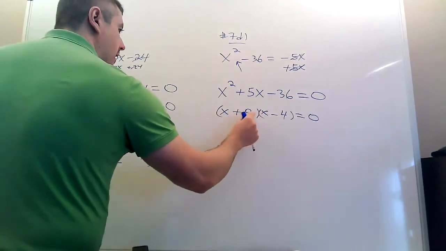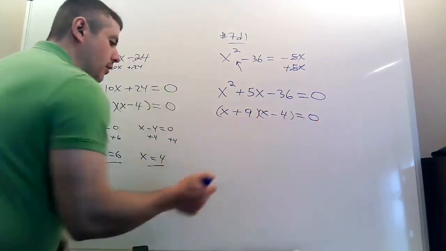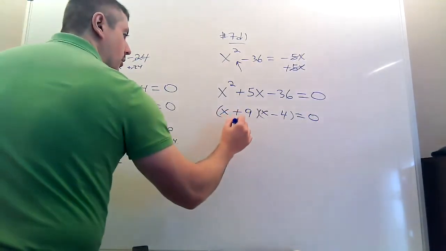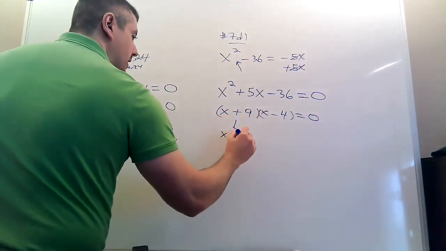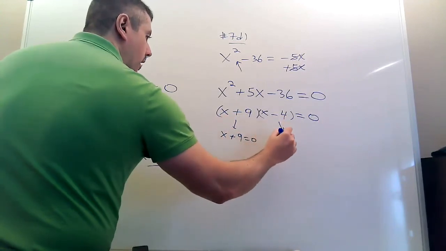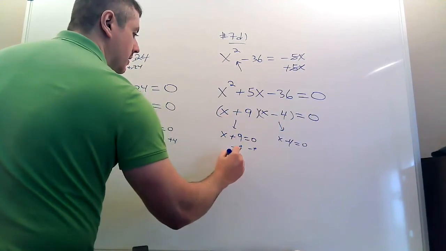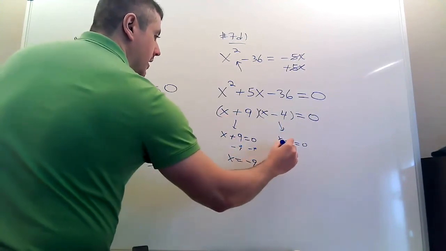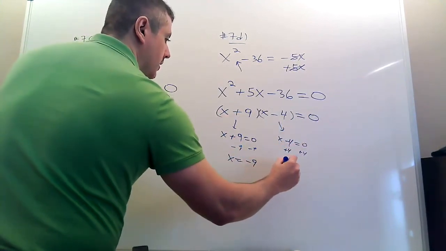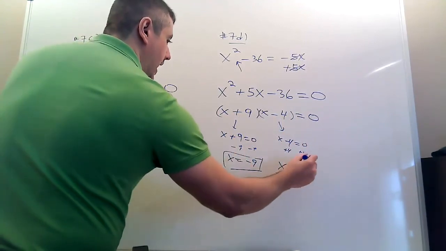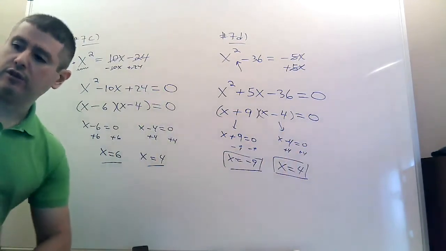And if the product of two things is 0, remember, you're not just factoring. You are solving for x. So either x plus 9 must be equal to 0, or x minus 4 must be equal to 0. So here you're going to subtract the 9. Sorry, it's sloppy. And here you're going to add the 4. So you get x is negative 9, and you get x is 4. Those are the two answers.